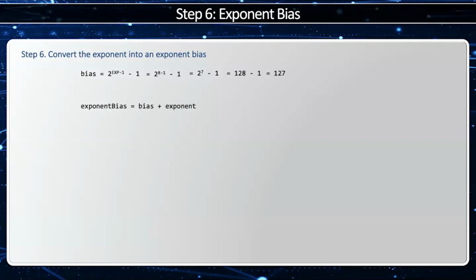Now, my exponent bias is my bias plus my exponent. My bias is 127, and my exponent was 12. Remember, as I shifted my decimal point over, as I slid it over 12 times, I get a 12 out of that. And therefore, it's 139 base 10. Now, 139 base 10 is 1000111 base 2. And so that's my exponent bias.